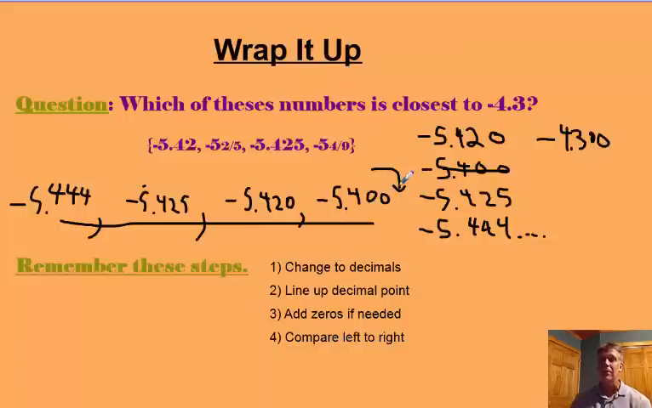So this is actually a really easy problem. This is going to be the number that's closest to it. So if you look, which one was that? Well, that was my second one. It was right here. So to answer the question, which one's closest to negative 4.3? Negative 5.4, negative 5 2/5, because the other ones are all going to be smaller.